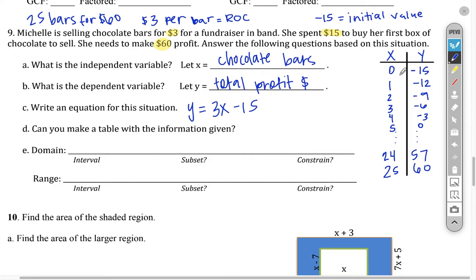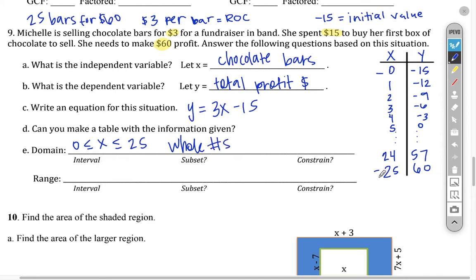So domain is our x value. So we've got 0 less than or equal to x less than or equal to 25. Remember, we do our first and our last x. Subset, if it starts with 0 and goes up, it's going to be whole numbers.